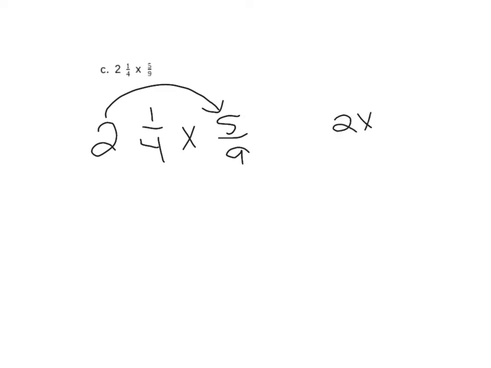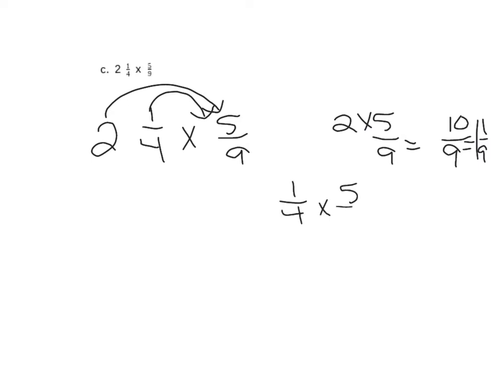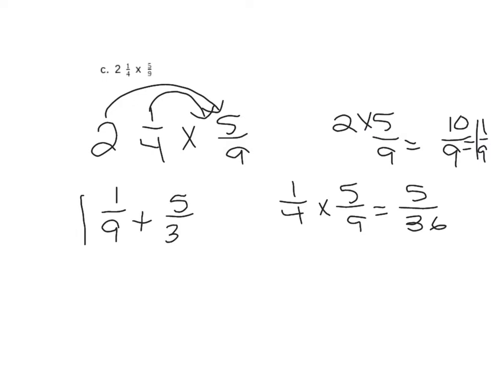Now let's multiply a mixed number times a fraction. So 2 and 1/4 times 5/9. I'm just going to write it so it's a little bigger for me. You can do 2 times 5/9, which is equal to 10/9, or 1 and 1/9, and then 1/4 times 5/9 equals 5 over 36. So now we need to add 1 and 1/9 plus 5 over 36.